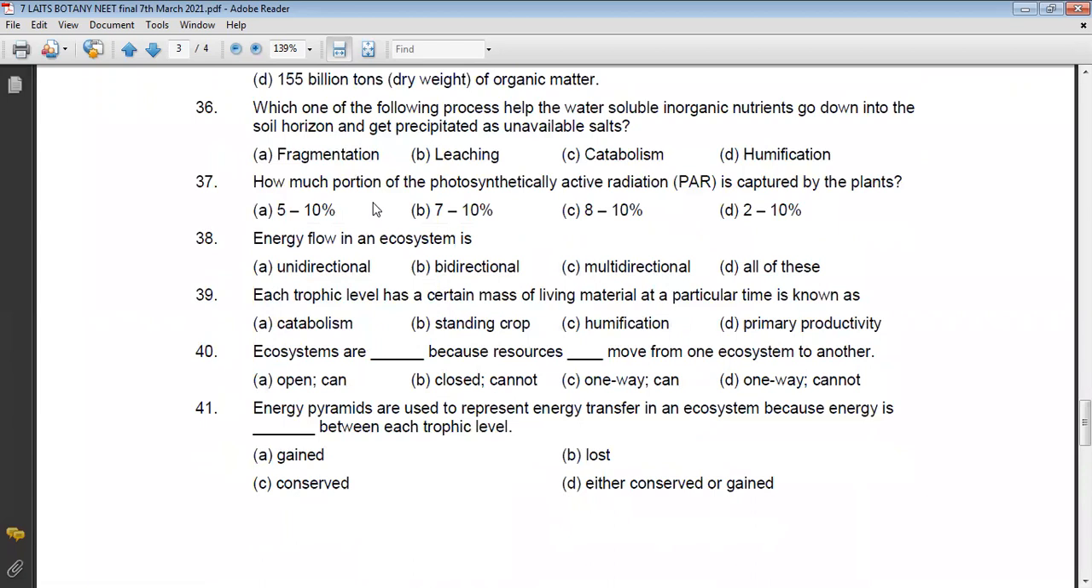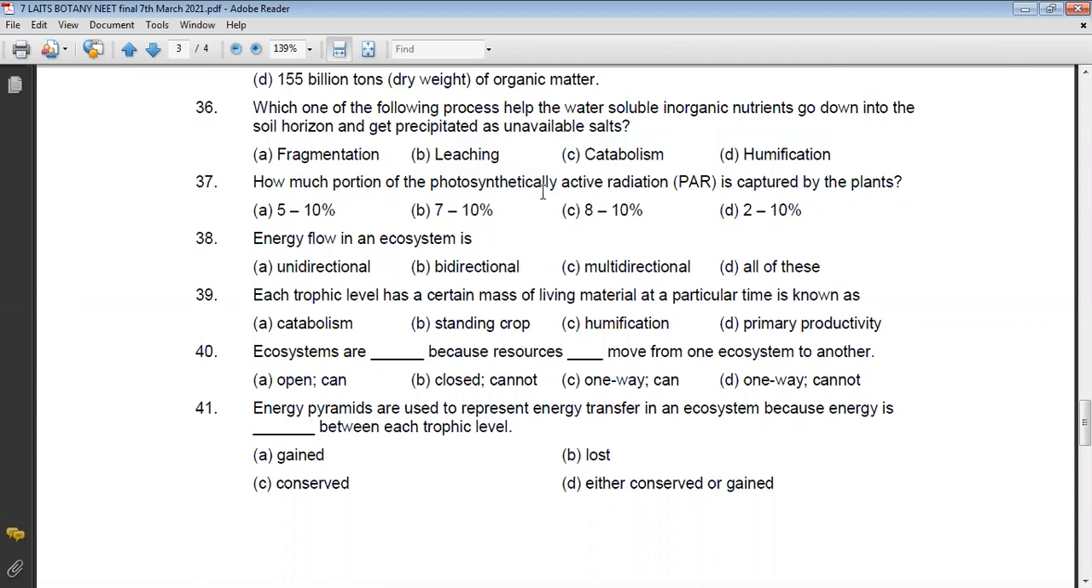Question number 66. Which one of the following processes has the water soluble inorganic nutrients go down into the soil horizon and get precipitated as unavailable salt? See, unavailable salt means what? When the salt or the mineral ion gets mixed with the water and they percolate downward and then they get lost from the soil substratum, then that process is called leaching. Okay, that process is called leaching.